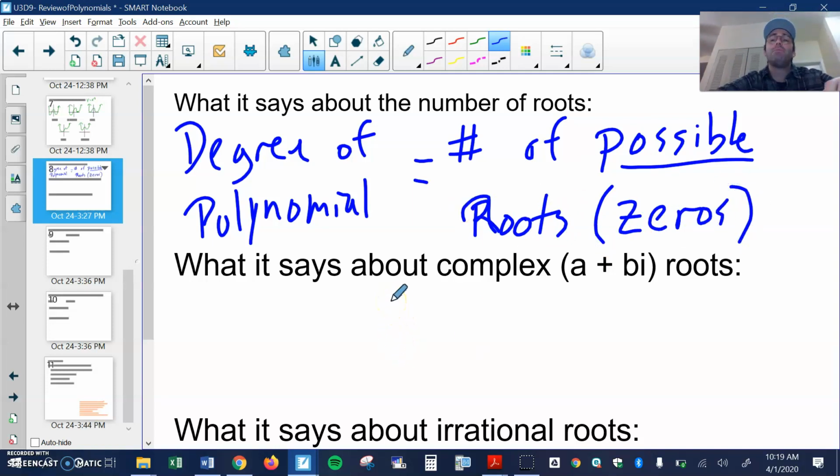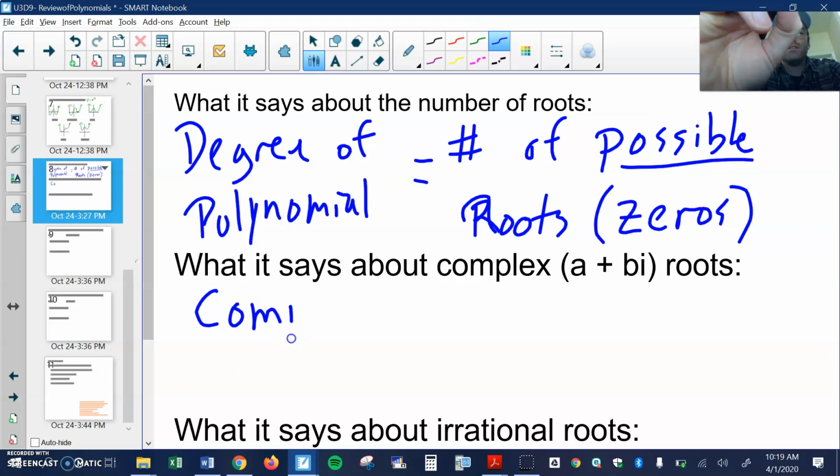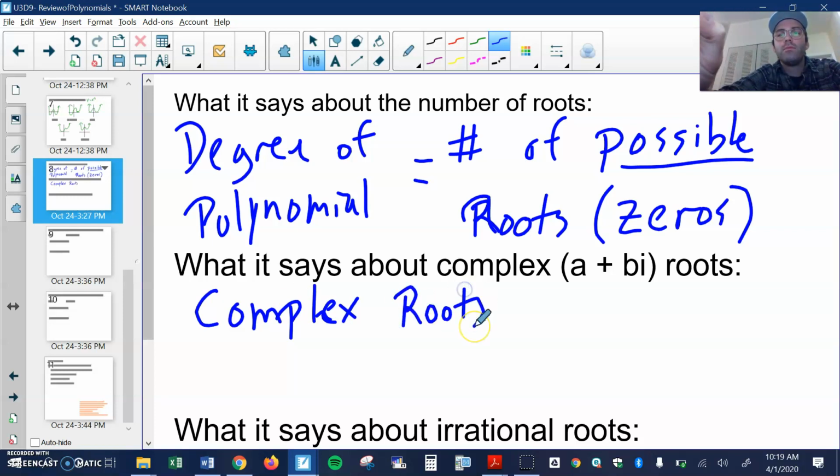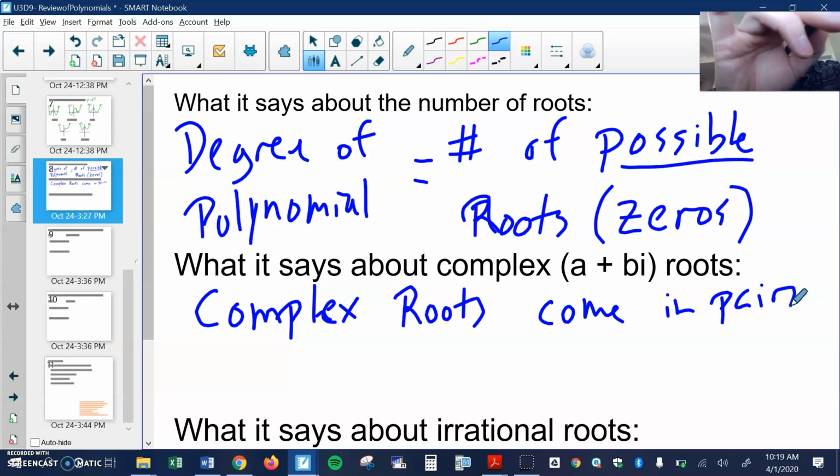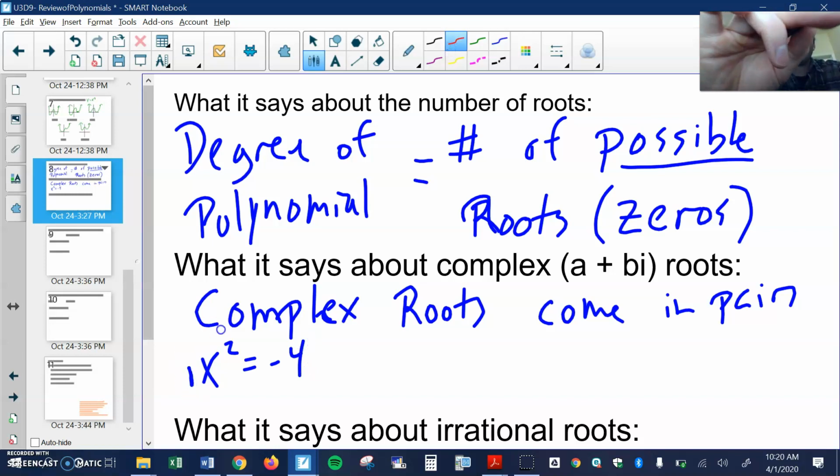What does this say about complex roots? Well, complex, or imaginary, roots come in pairs. I want you to think about this. If I had x squared equals -4, and I took the square root of both sides, right?